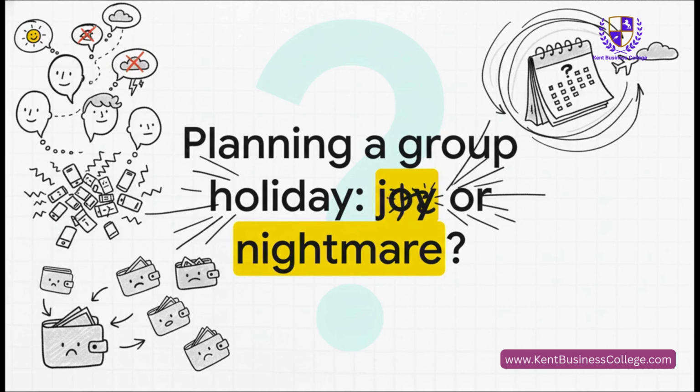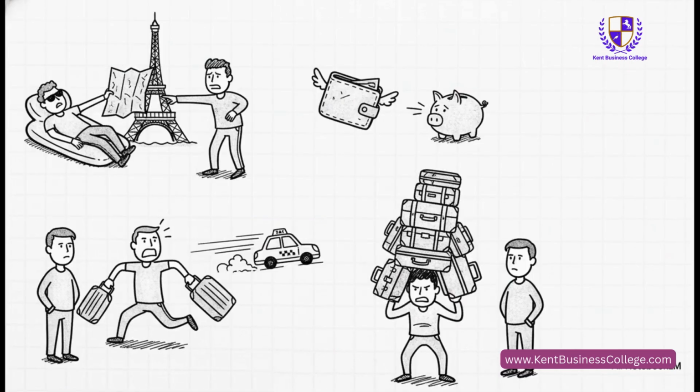You know, the endless WhatsApp group, the arguments over where to go, the one person who pays for it all and then spends the next 6 months chasing everyone for 50 quid here and there. It's just chaos, isn't it? You know exactly what I'm talking about.